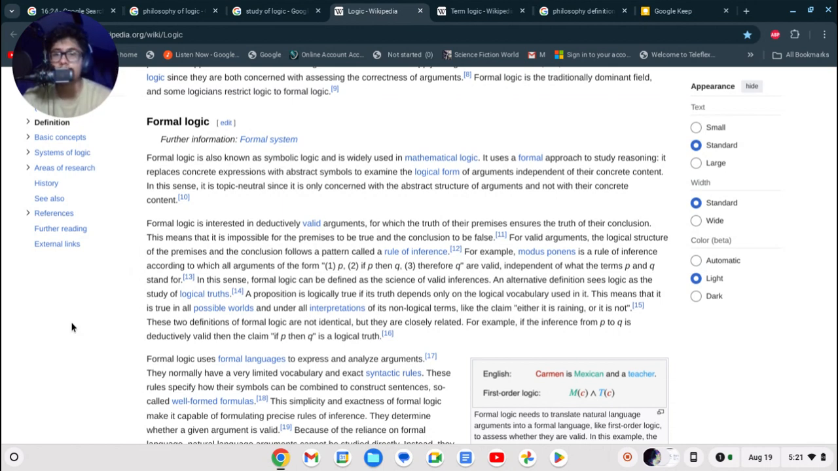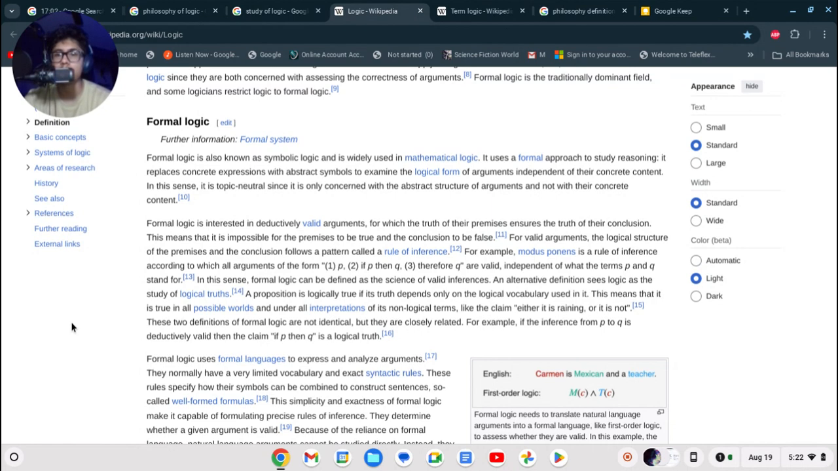The logical structure of the premises follows patterns of rules of inference. For example, modus ponens is a rule of inference according to which all arguments of the form if P then Q, P, therefore Q are valid independent of what the terms P and Q stand for. In this sense, formal logic can be defined as the science of valid inferences. An alternative definition sees logic as the study of logical truth. A proposition is logically true if its truth depends only on the logical vocabulary used in it. This means that it is true in all possible worlds and under all interpretations of its non-logical terms, like the claim either it's raining or it's not.